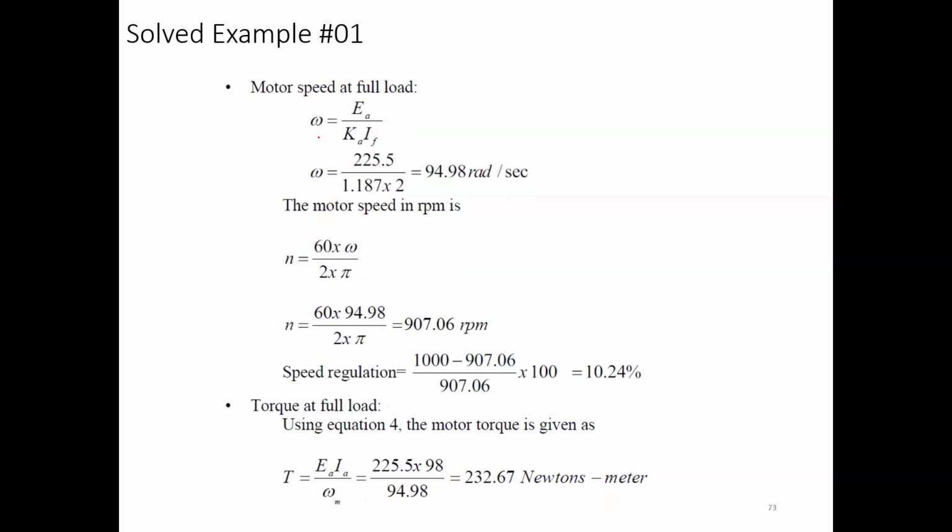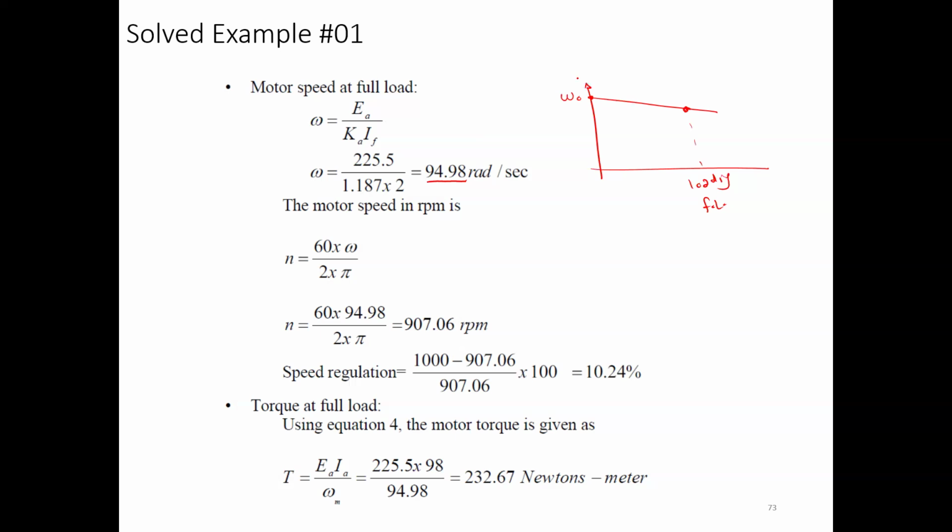So we can say now omega equals E divided by K IF. So the induced volt is 225.5, Ka is calculated in part B, and IF is 2 ampere. So substituting here, guys, you will get the value of omega. Again, the value of omega at loading condition has to be less than the omega at no load. So this is omega no load, and assume that this is the full load condition here. So this is the loading condition or full load.